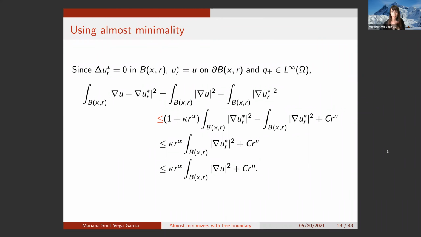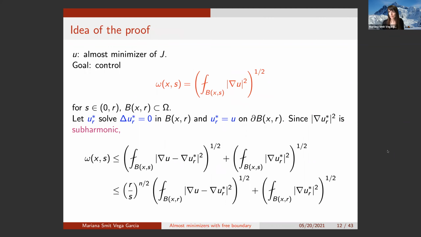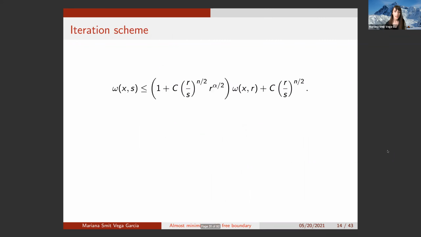So I'm able to compare that initial term with this estimate and notice that this integral that I'm left with is truly connected to that omega term that I had on the previous slide. Except I don't have the average integral and I don't have the square root, but that is easily fixable. So putting everything together, I can estimate the omega term, which is an average of the gradient on a ball of radius s, in terms of that average on a slightly larger ball of radius R.